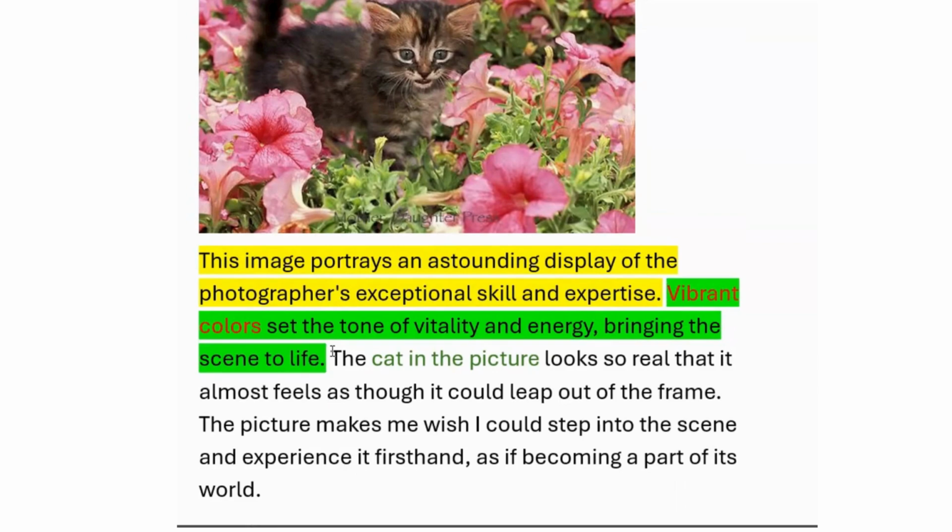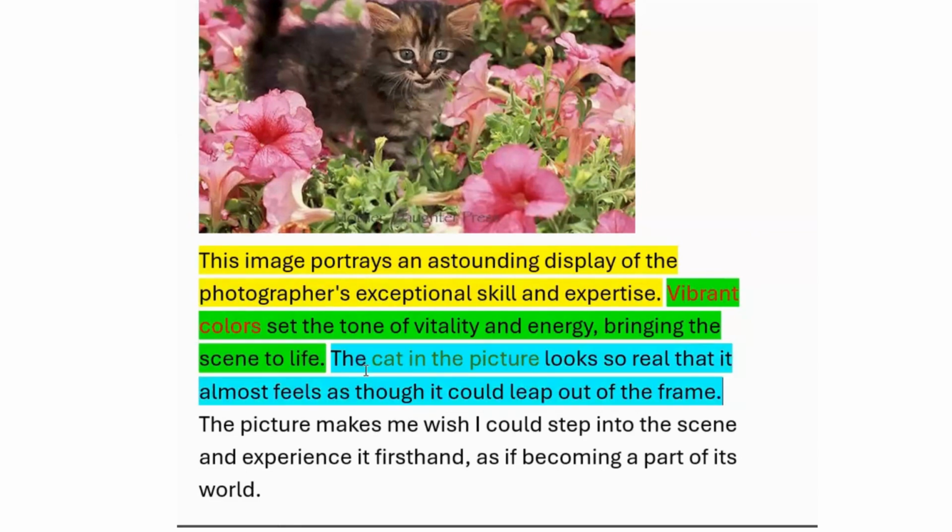If that animal is in focus, for example, if there was a cat hiding behind the flowers, we couldn't see the cat properly, then we won't say this sentence about the cat. But because you can see it and the image is very clear, you can use this sentence. The cat in the picture looks so real that it almost feels as though it could leap out of the frame. Again, we are using advanced expression to describe that this cat looks so real that it looks like that it will jump out of the frame.